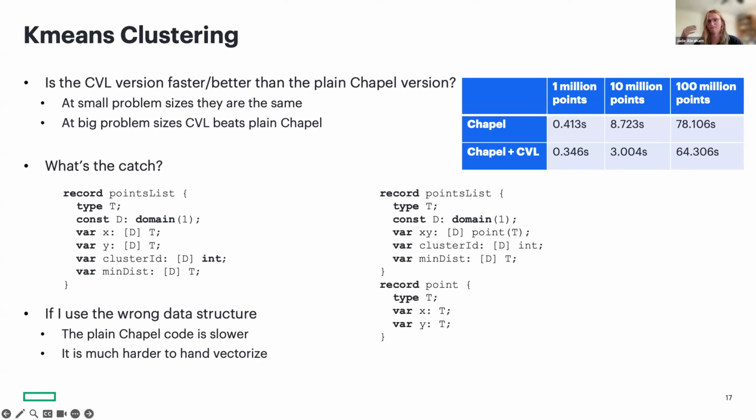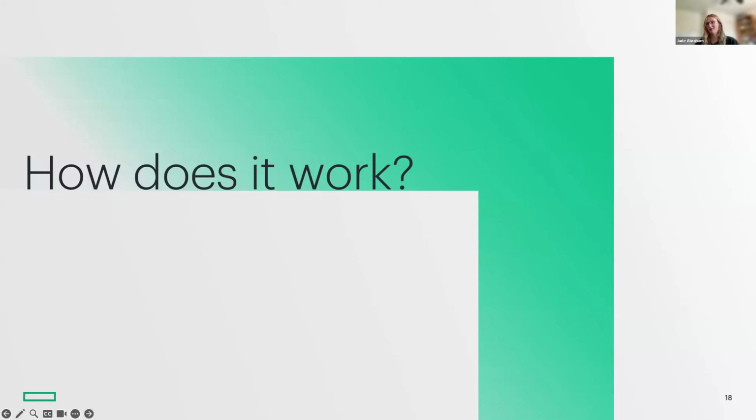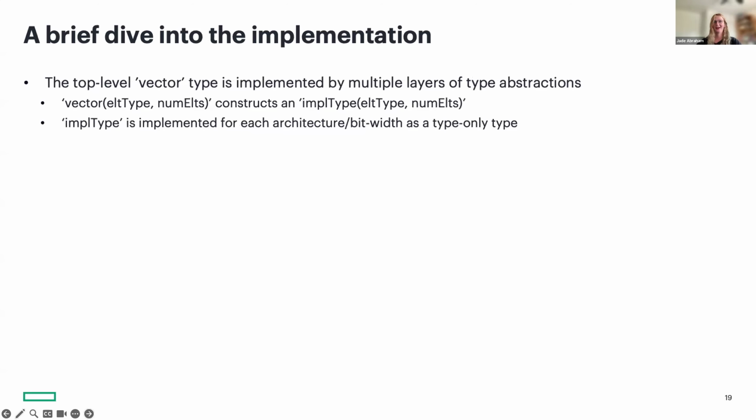It just takes more mental load and more operations, and your code will be slower. So data is important. So that's a cool benchmark. How does this all work? Is this just magic that I wave my magic wand? No. This is built with many layers of abstractions.